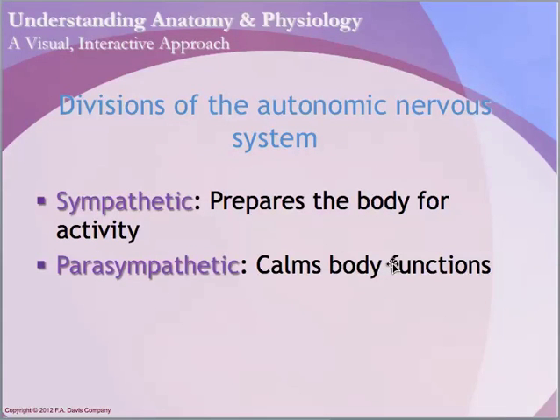Two divisions of the autonomic nervous system, or the autonomic pathway, all right. The sympathetic prepares the body for activity. It's this fight or flight reaction. It's called on in times of stress, anger, or fear. Parasympathetic is kind of the opposite of that and calms bodily functions.